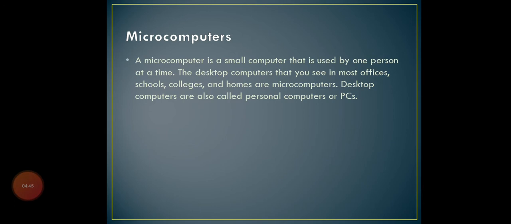Now comes the category of microcomputers. The next is microcomputers. If you remember that I told you we have divided computers into 5 different categories. The first category was mobile computers, which I have told you there are different options like laptops, tablets, smartphones, PMPs, and e-book readers. Now the second category is microcomputers.